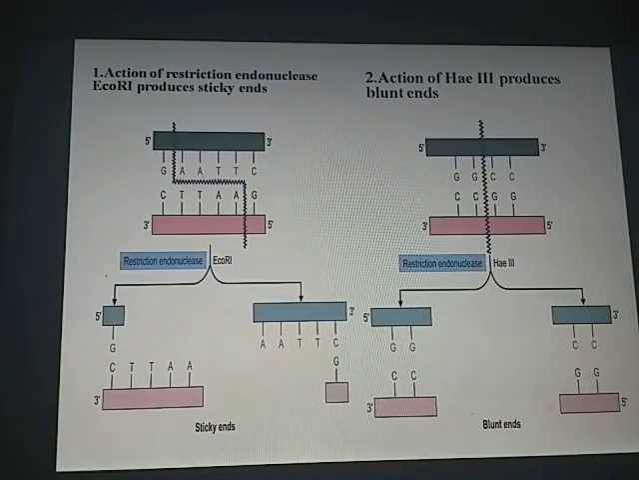So here you can see the action of two different restriction endonuclease enzymes. The action of the restriction endonuclease enzyme E. coli produces sticky ends, and the action of the restriction endonuclease HAE3 produces blunt ends.